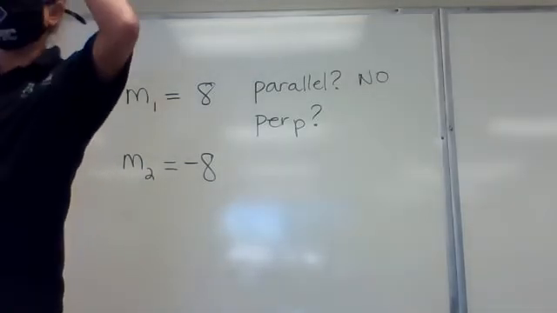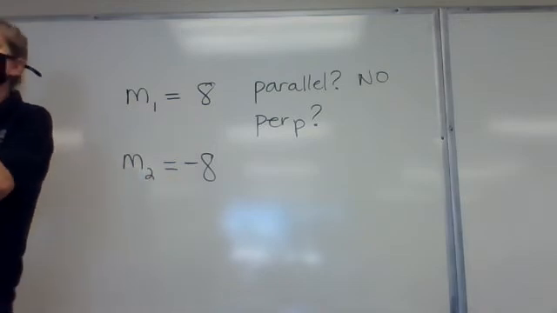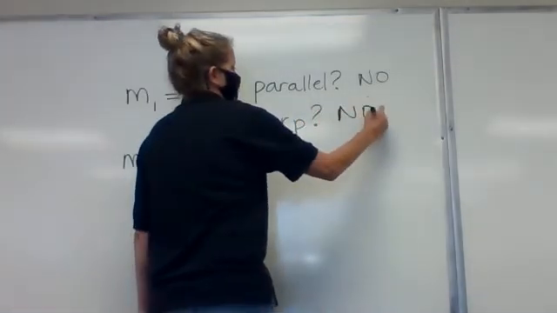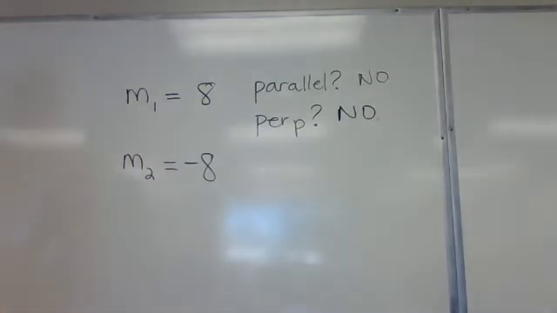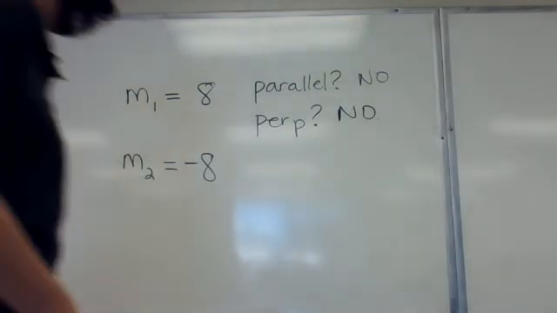A flip. So one of these would have to not be 8. It would have to be 1/8 to flip it. So it's neither. So that's why that one is neither. It's not parallel and it's not perpendicular. They don't have the flip. They have one of the things checked. They do have opposite signs, but they don't have the flip of each other.